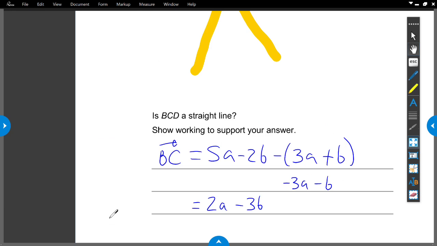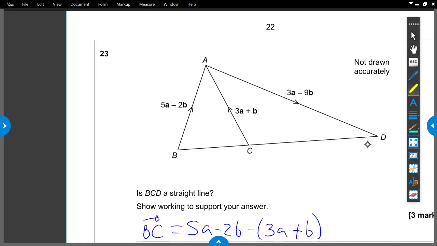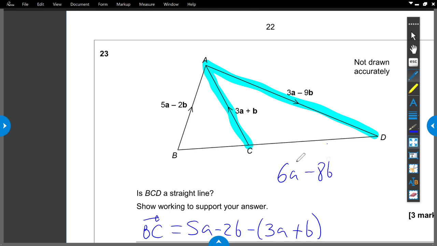Next we want to work out the other vector, the vector CD. Now to get from C to D, we go along vectors we know again. It's going to be CA add AD. So 3A add 3A, that's 6A. And then B minus 9B, that's going to give us minus 8B. In reality, on the exam, I would write out what I'm doing there. I wouldn't just do that all in my head.